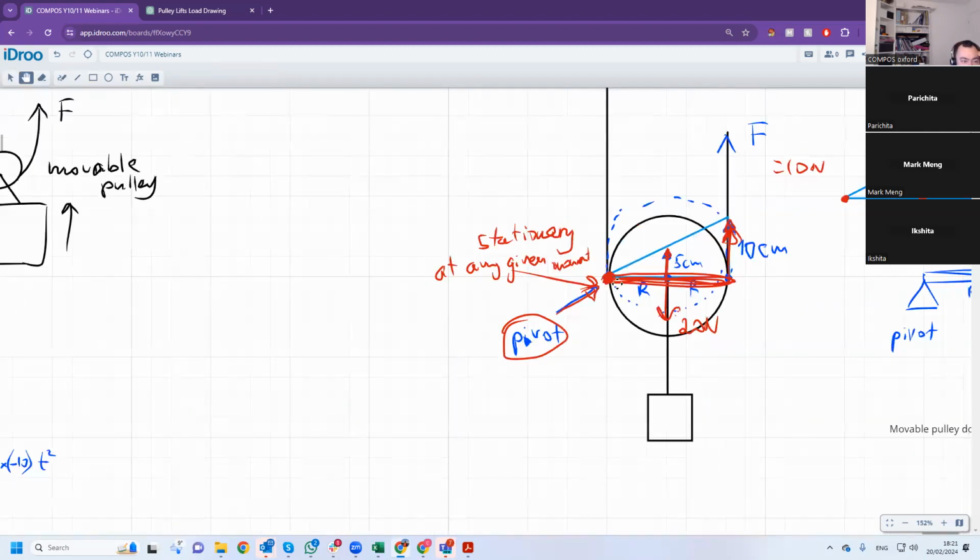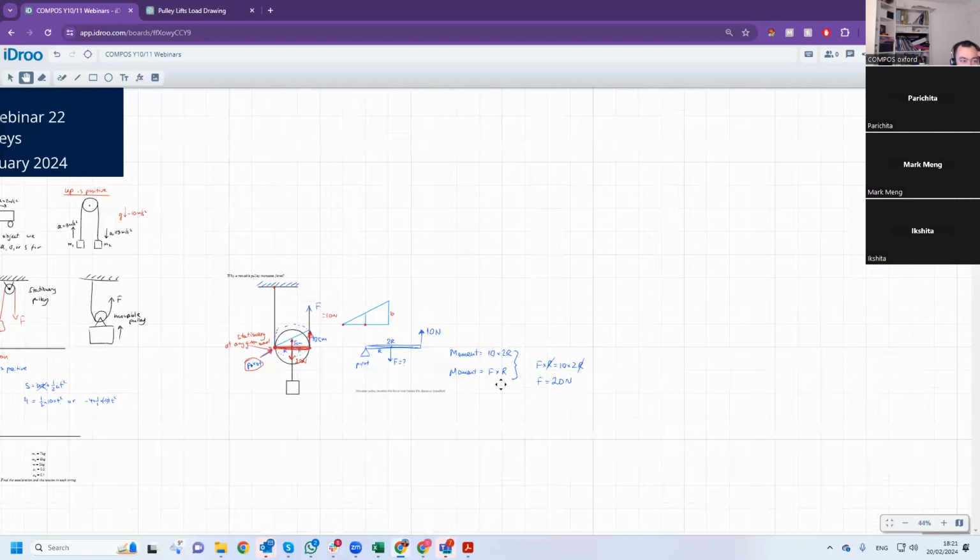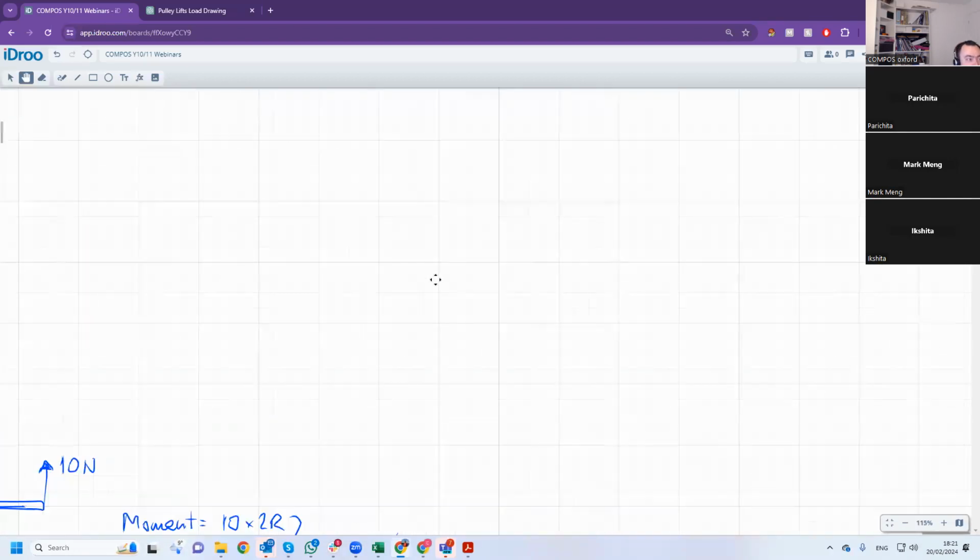Hence, if you have a movable pulley, let's say you have two pulleys. Okay, let's do it properly. Pulley 1, pulley 2, and some.